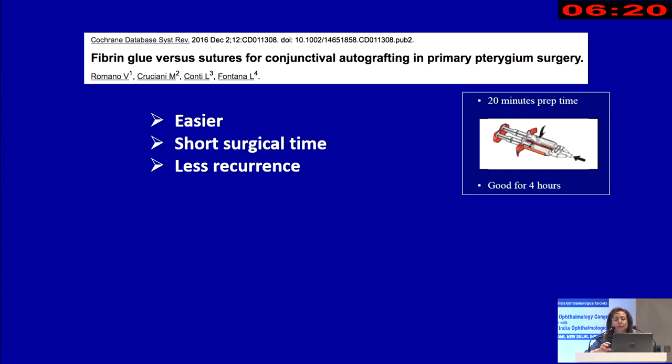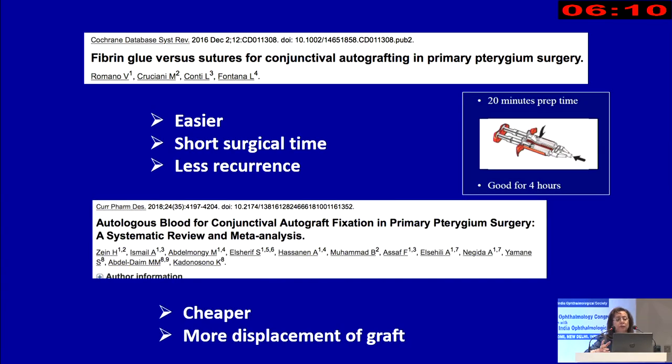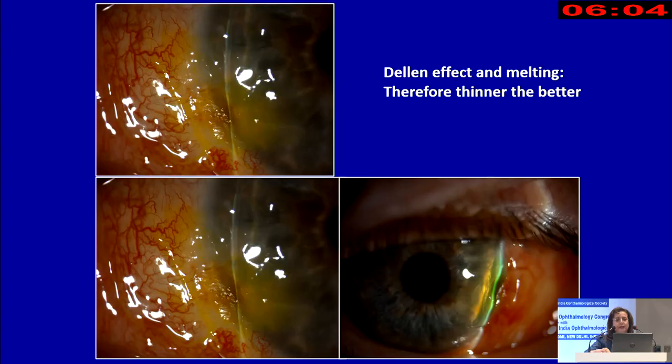So we always use fibrin glue because it's easier, surgical time is less, and definitely less recurrence because there are no sutures, and the sutures are also a culprit for inflammation. And people have also used autologous blood, which is cheaper, but it is associated with more graft displacement.